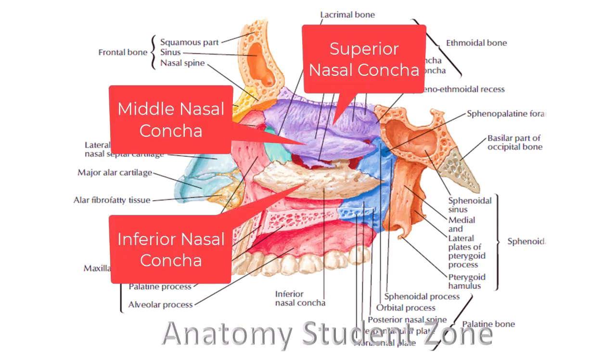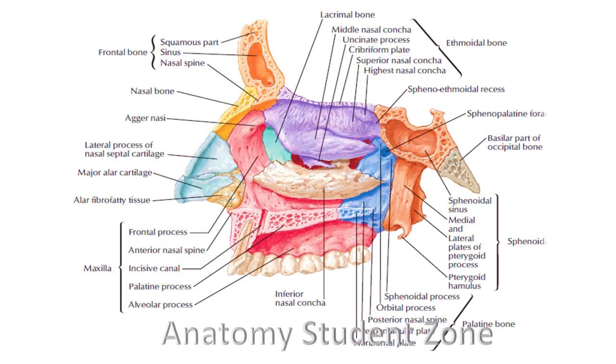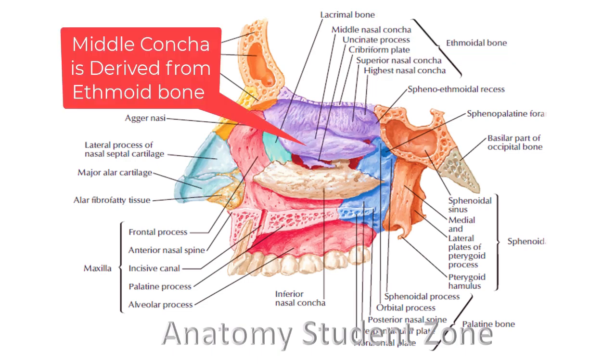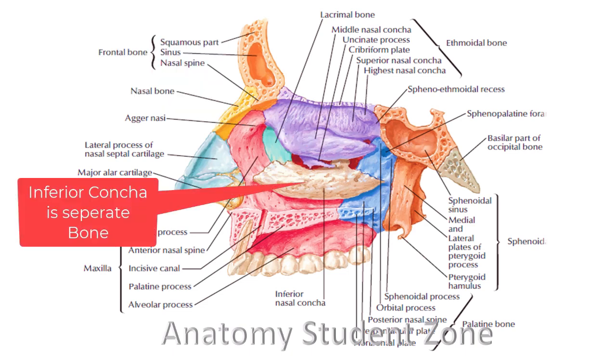As I already covered, these are derived from the bones which form the lateral wall of the nose. Where these bones form a projection, we name them concha. So the superior concha is derived from the ethmoid bone. It is the smallest and the most posterior one. The middle concha is also a part of the ethmoid bone. It is larger and more prominent. So the most prominent is the middle concha. And the inferior concha, as I already told you, is a separate bone. It is the largest one and the most anterior one.